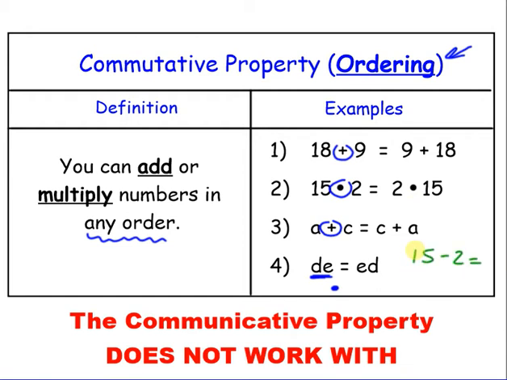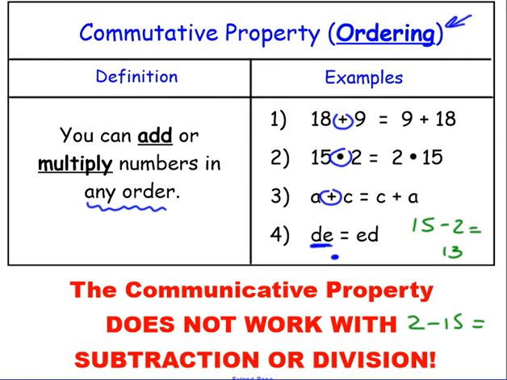15 minus 2 is what? 13. If I did 2 minus 15, again, we haven't gotten into negative numbers yet, but that answer would be negative 13. So we had two different results, two different answers. So it only works with addition and multiplication, and it does not work with subtraction or division.